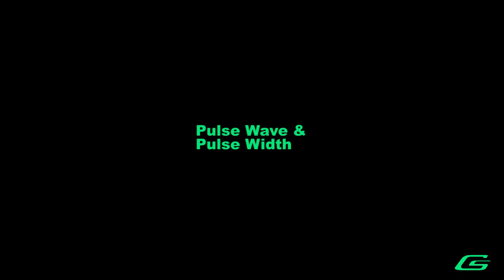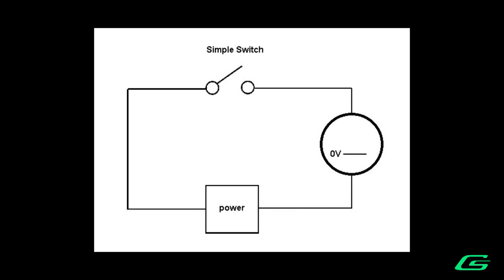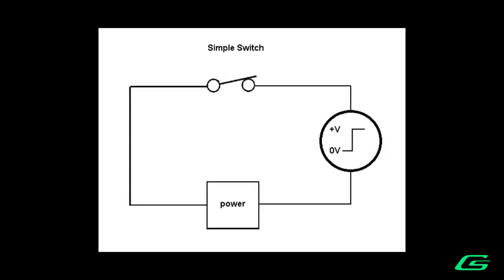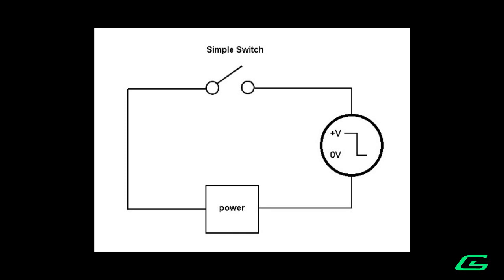A pulse wave can be thought of as a switch. The switch is off. It doesn't pass any voltage. When the switch is on, it has some voltage. When the switch is off again, it goes back to 0 volts. As we activate the switch faster and faster, it starts to make a pulse sound.